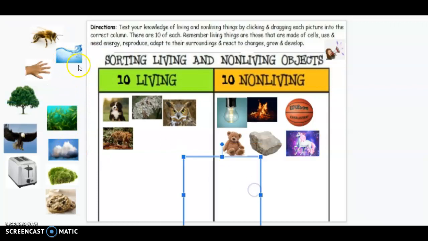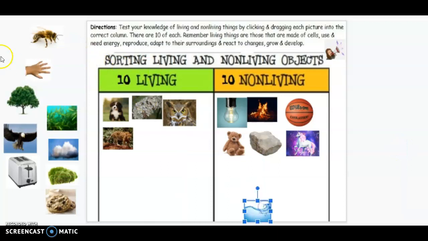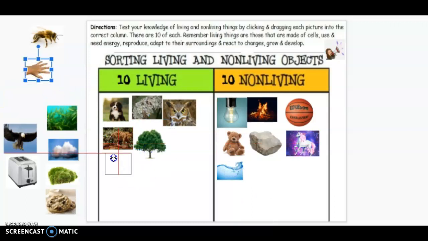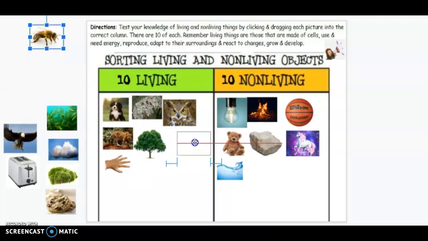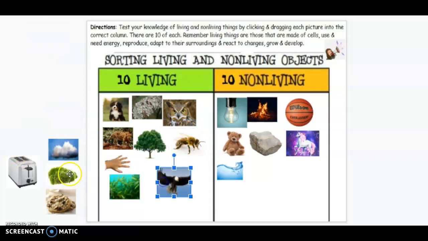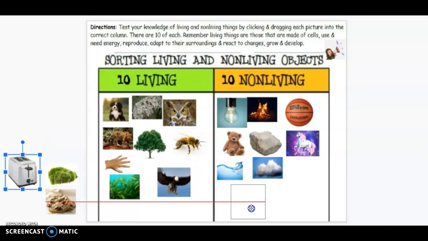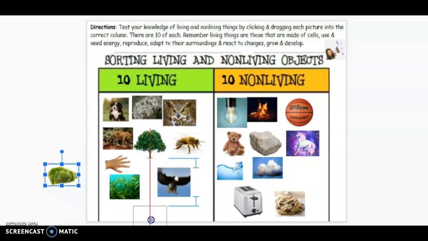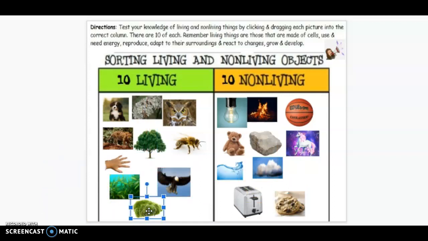Water, although it moves and can adapt to its surroundings, kind of, is still a non-living thing. Trees are living. A hand attached to a human is living. A bumblebee is living. Kelp in the ocean is living. Eagles are alive. Clouds are not alive. Toasters are definitely not alive. Cookies, while delicious, are not alive. And this is a clump of moss, which is also alive. So you have 10 and 10 on both sides. That would be the correct answers.